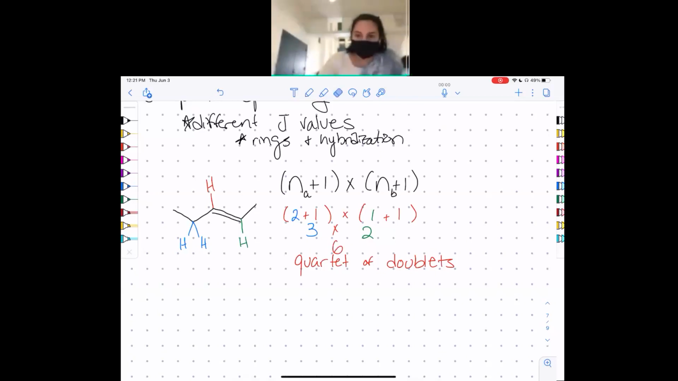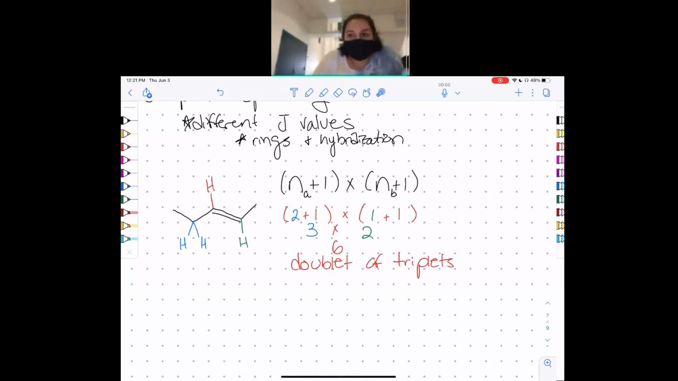So does anyone want to take a guess at what the name would be in this case? A triplet of doublets, exactly, or a doublet of triplets? All right, so I apologize if anyone got confused. I basically just changed it from 3 hydrogens to 2.